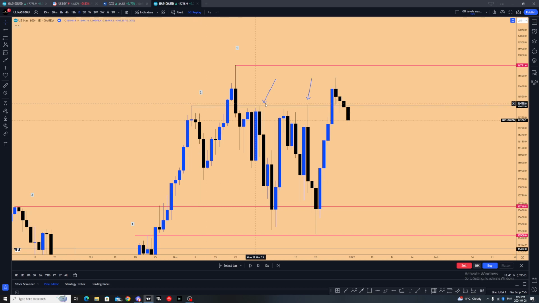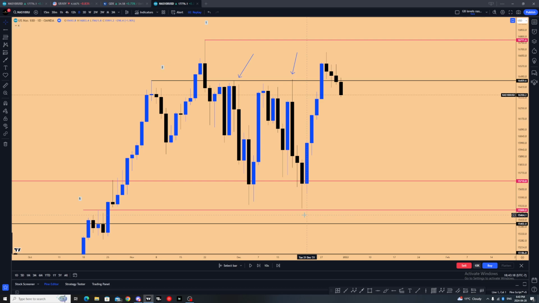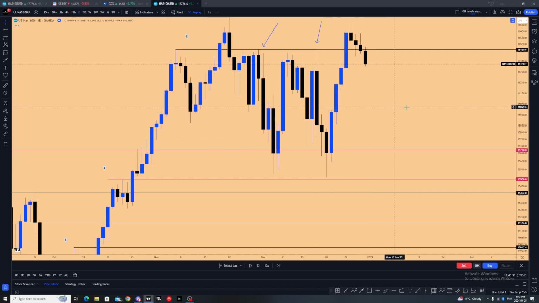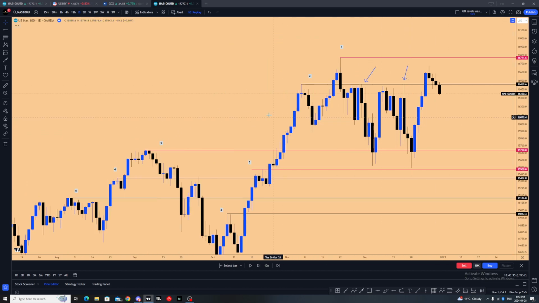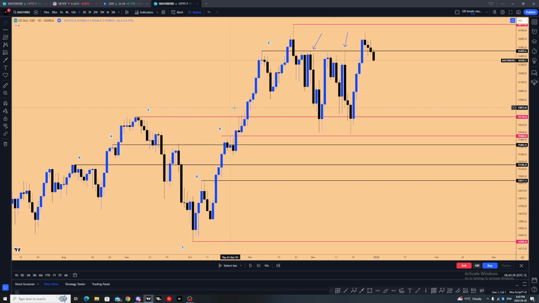But this SR level has been tested, and every time you tested it, look how violent the moves were. When you see violence happening from an SR level, you have to give it respect and be like, yes, we recognize that you are a very strong SR level, because the market has respected it multiple times when it was tapped. This one, how is this being respected?